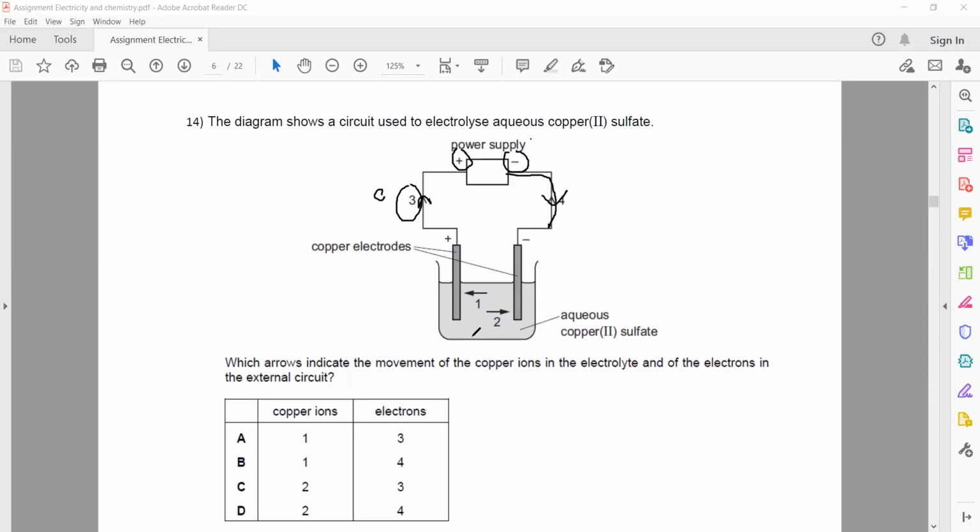And the copper ions are positive ions, so they are attracted towards the cathode. So C is the right answer. Within the electrolyte, the copper ions are attracted, and in the wire, the electrons are moving.